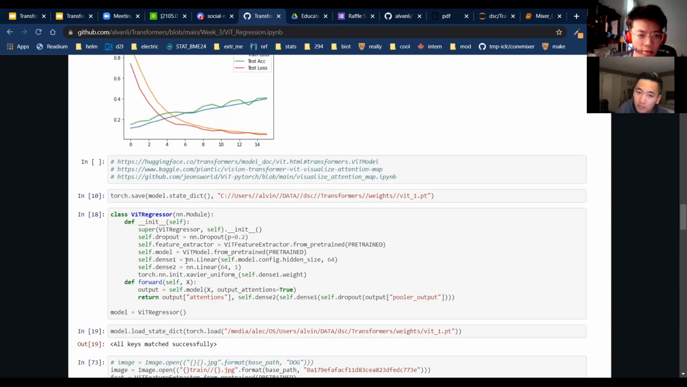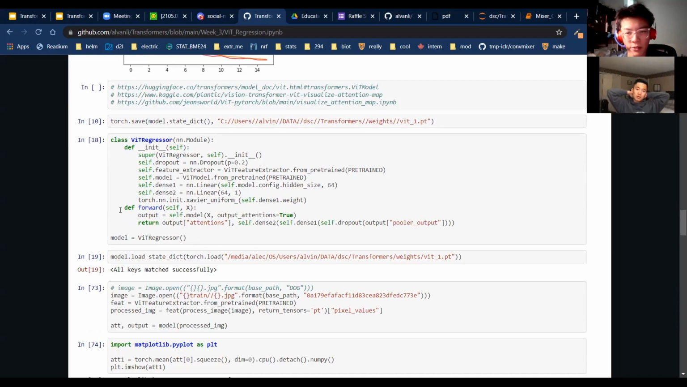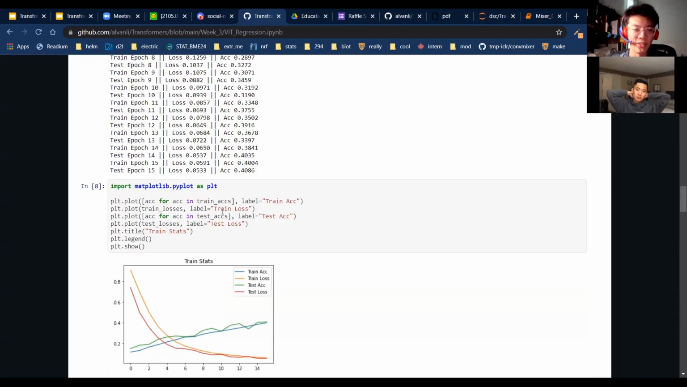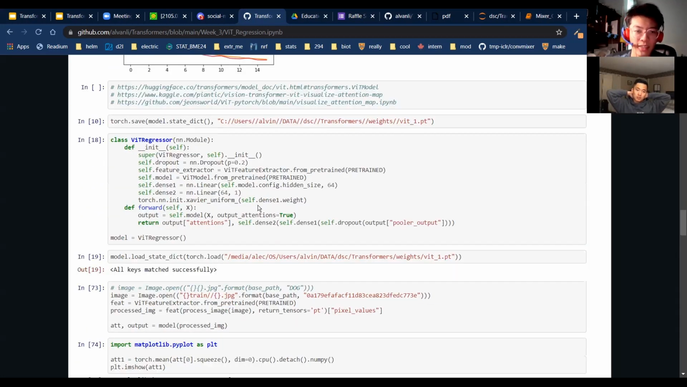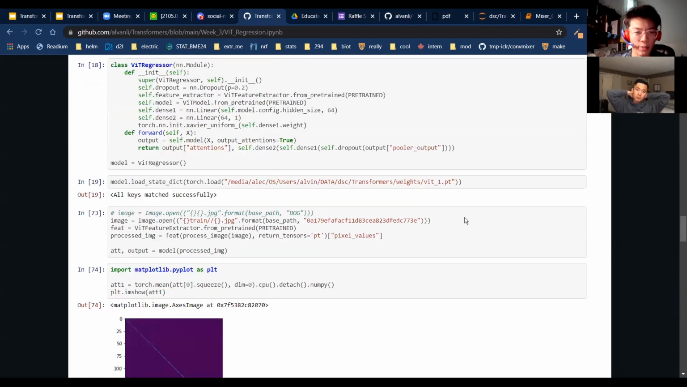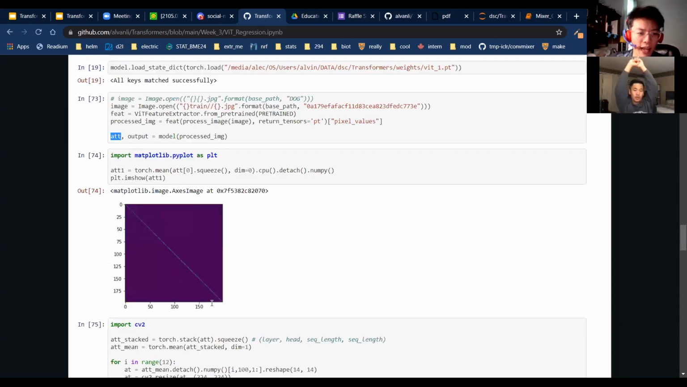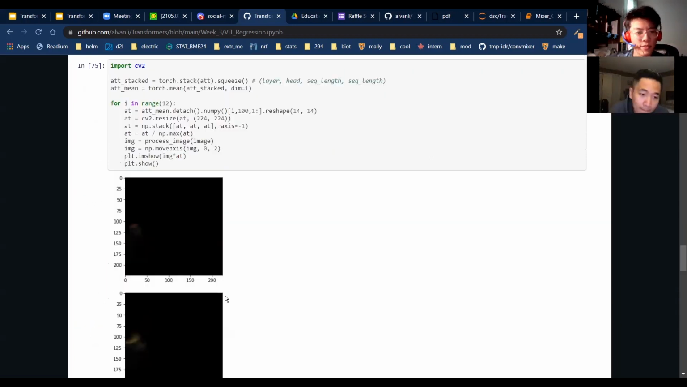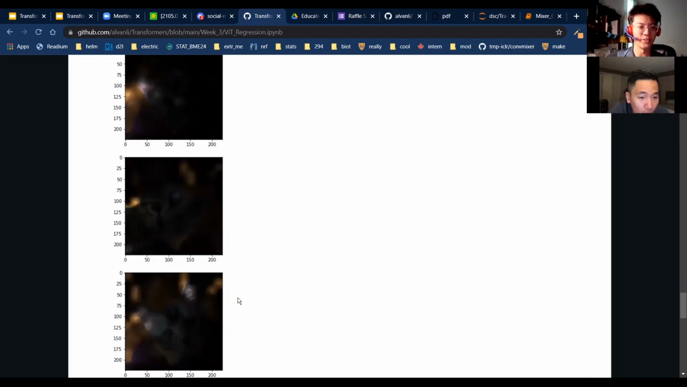So what I'm doing here after that, I saved it. I redeclared the model because I wanted to visualize the attentions here, so I redeclared it so that it outputs the attention. I loaded it back, and basically I got the attention. Okay. And these are some of the visualizations of the attentions.